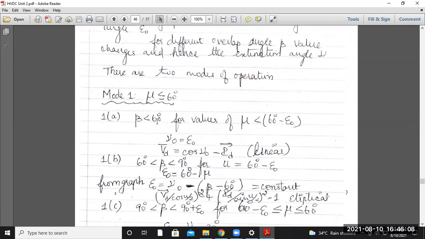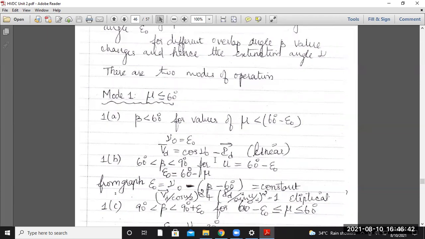Okay, if beta is less than 60 degree, for values of mu less than 60 degree minus epsilon, that will give gamma naught equal to epsilon naught. And from there, if you put the value of gamma equal to epsilon naught, you will get Vd vector equal to cos gamma naught minus Id vector. That is the linear path that we have discussed. In the previous class, it was your alpha value, that is Vd equal to cos alpha minus Id vector. So here, in a similar manner, you will get Vd vector equal to cos gamma naught minus Id vector.